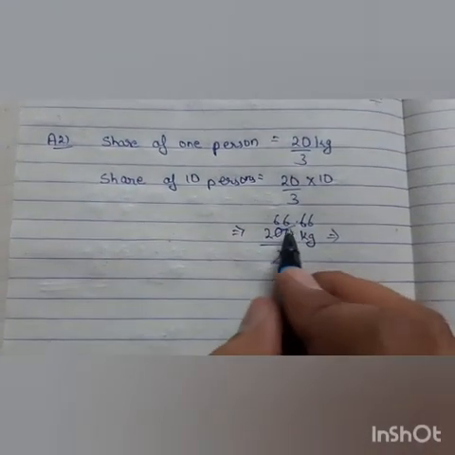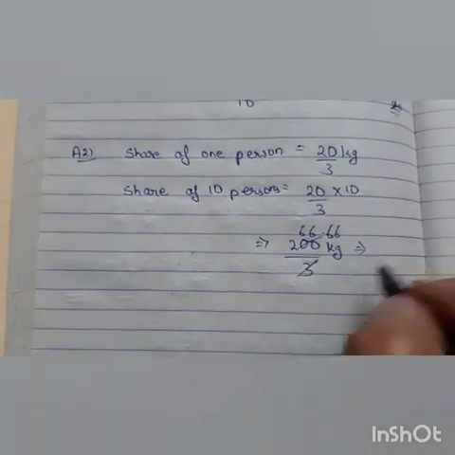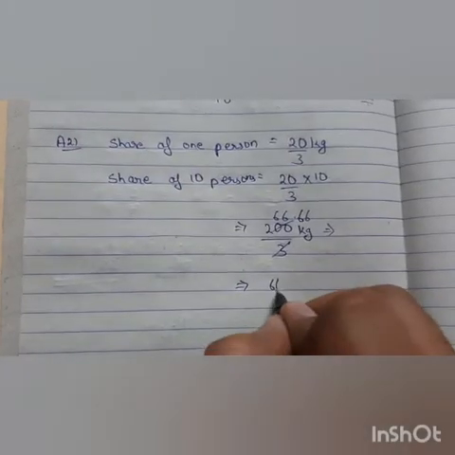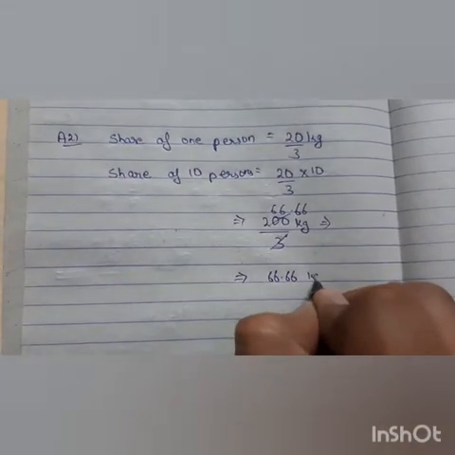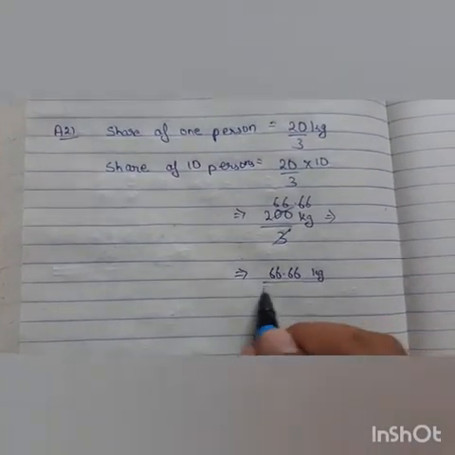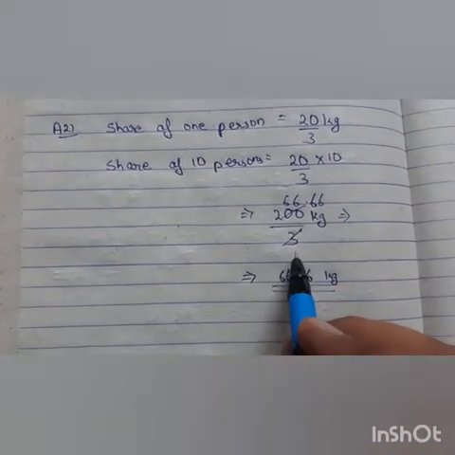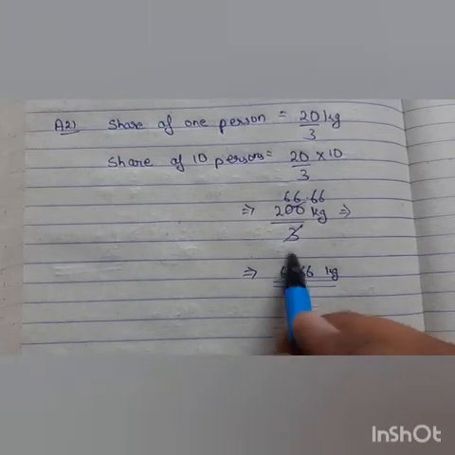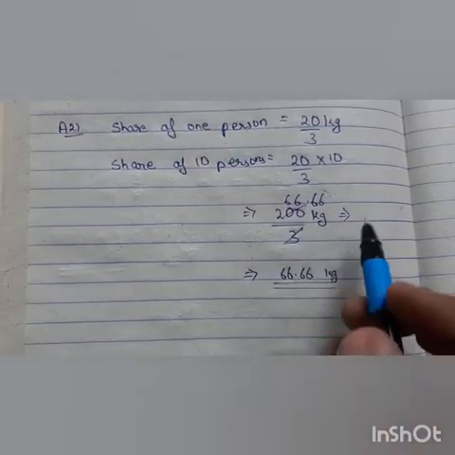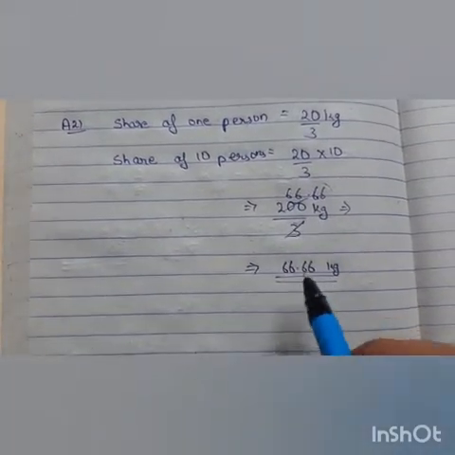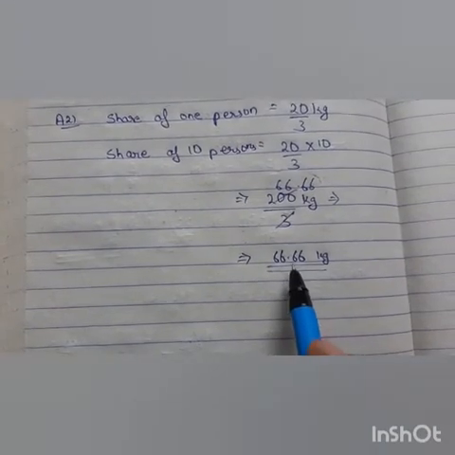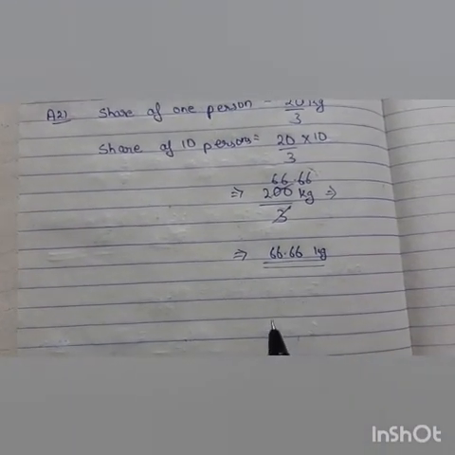Okay. That means approximately 66.66 kg. This will be an approximate value, because 200 does not come under the divisibility rule of 3, so it's very natural that we will get an approximate value. So what is the approximate value? 66.6 kg.